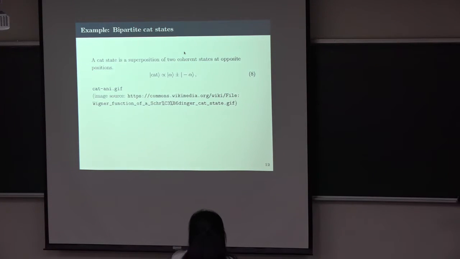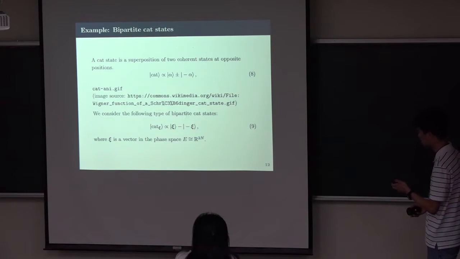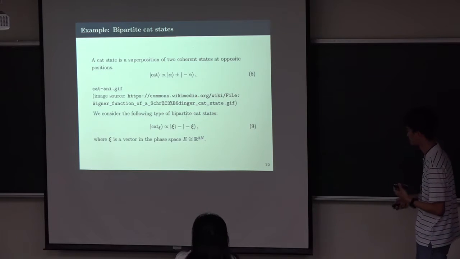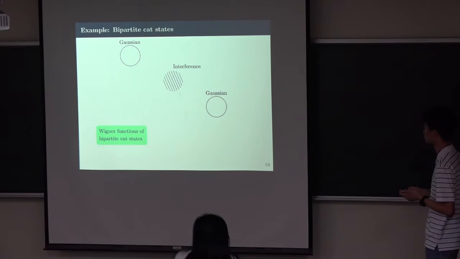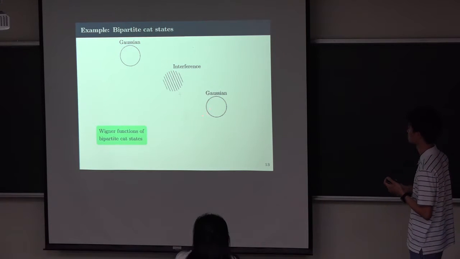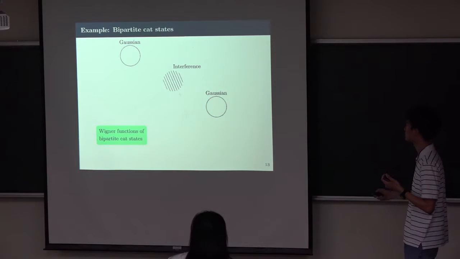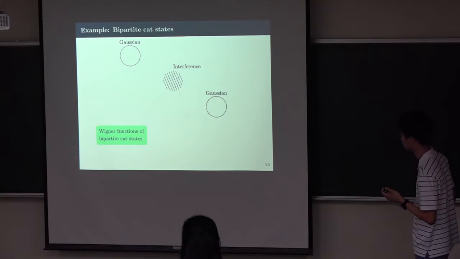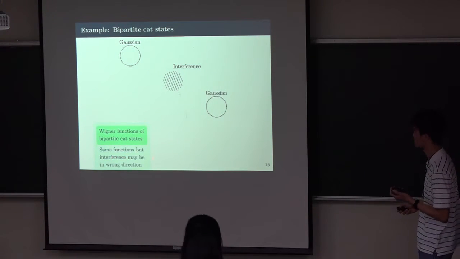Here we consider this type of bipartite cat state in a 2n dimensional phase space. So here we just draw a schematic diagram of the Wigner function. Now, when we do the partial transpose of this kind of function, it still looks like this, but the interference pattern may be in the wrong direction after the partial transposition. So we just extend this set to include those wrong cat states.